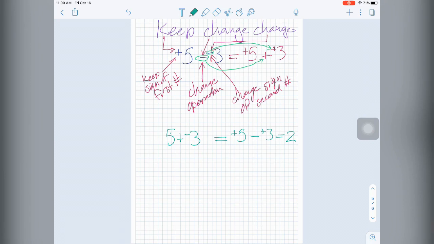So this is sort of another thing that's nice to know, and I think it sort of ties in with the zero pairs and the absolute values. But we can always use keep, change, change to help us solve problems. Keep, change, change does not work in multiplication. It only works in adding and subtracting. But it is a good pattern, and what I like to do is go through and change all of my subtraction problems to addition. And then I like to follow the zero pairs rules once I have it as addition. I just think that works really well. Just think about the balloon and the stick. So that's it. I think this is all we're going to do for integers.